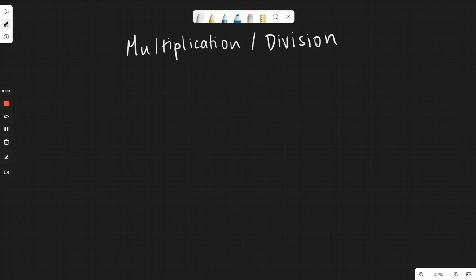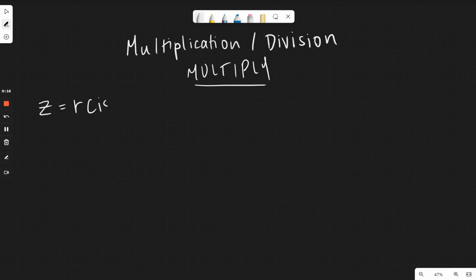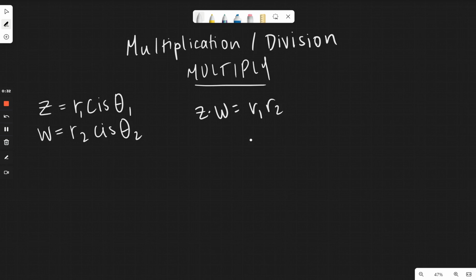Some other nice things you can do with complex numbers in polar form is multiply and divide. First, let's focus on multiplying. If you have two complex numbers, and the first one is called C, and it's r1 cis theta 1, and then our second one is r2 cis theta 2, the product of those two numbers is just going to be r1 times r2, times cis of theta 1 plus theta 2.